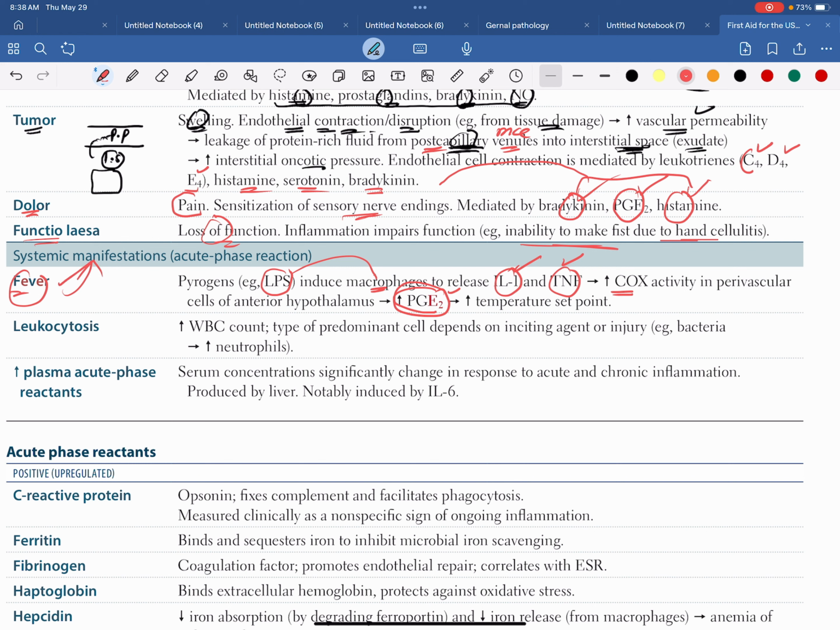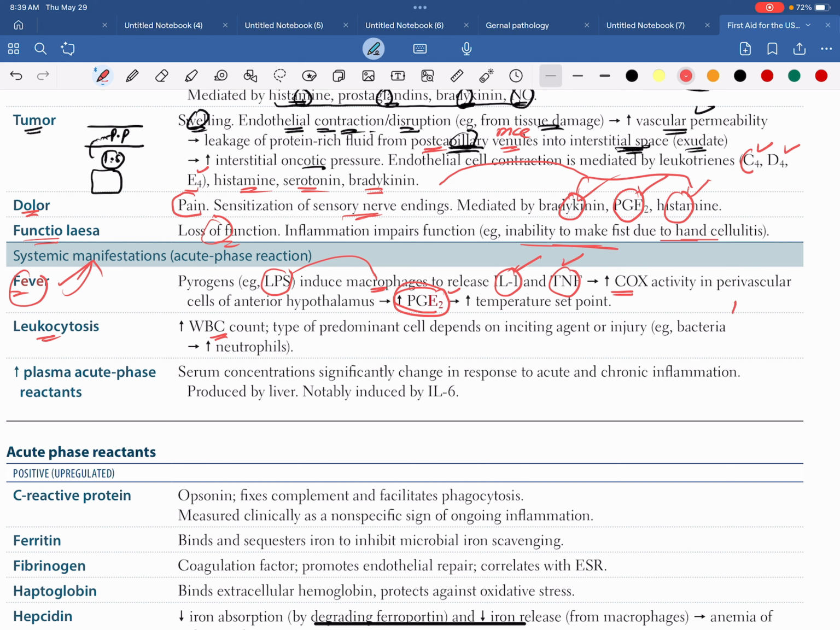That will lead to fever. Then after that, this is also a very important point: leukocytosis. It is also a systemic manifestation of inflammation. So basically everyone knows, when there is inflammation, the white blood cell count is going to be increased. So what is the reason why it is going to be increased? And it also depends on the inflammation.